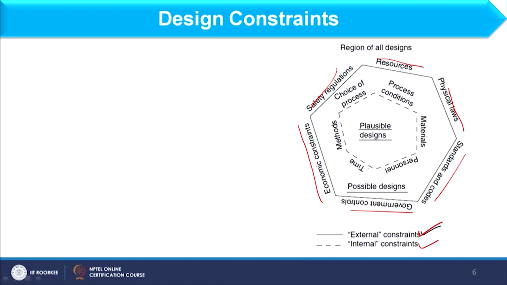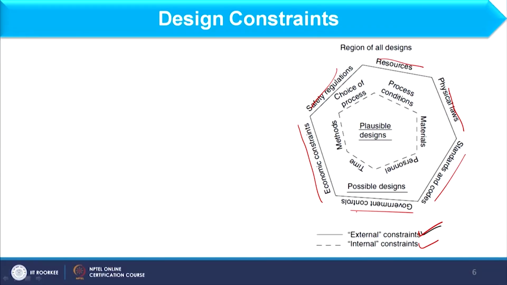So, what is basically an external constraint and what is an internal constraint? External constraints are those constraints which are not in the hand of the designer. Internal constraints are basically in the hand of the designer. So, what are those external constraints? I am discussing a few examples of that.